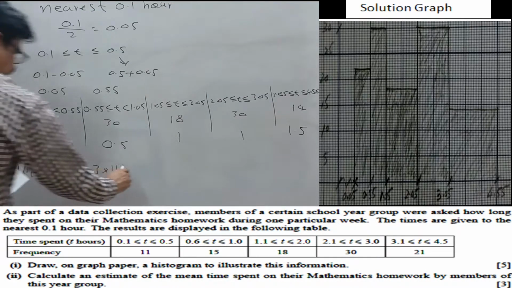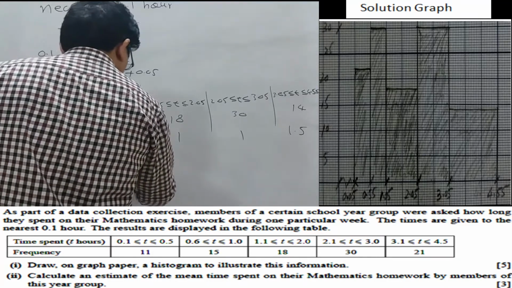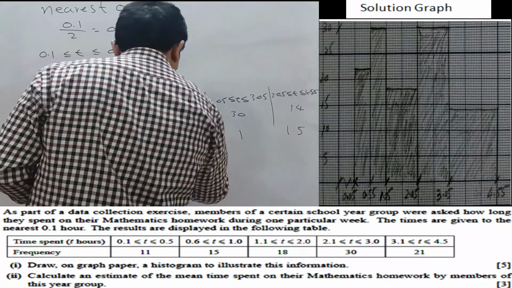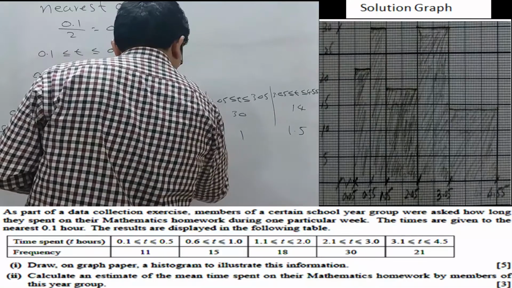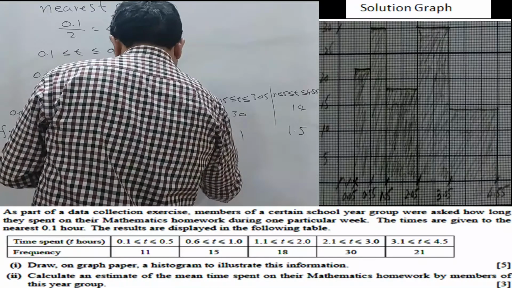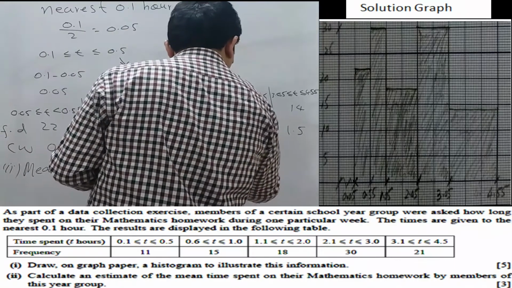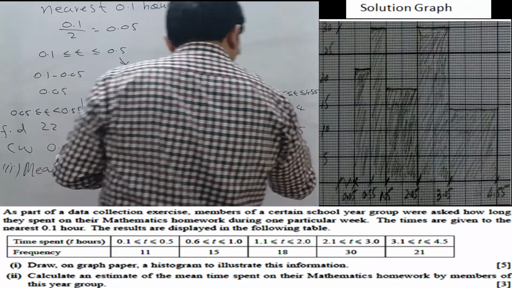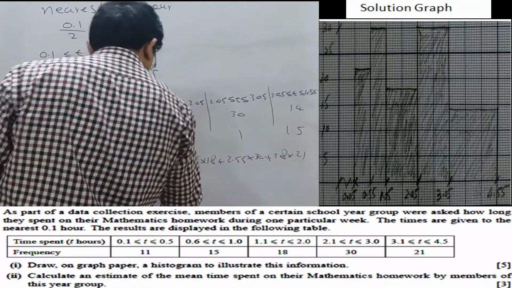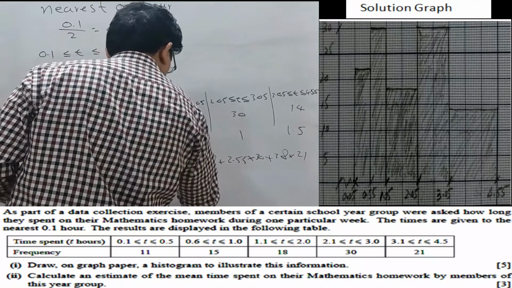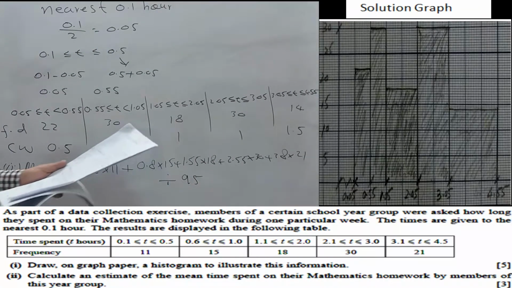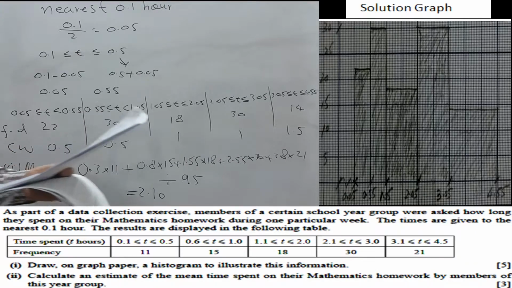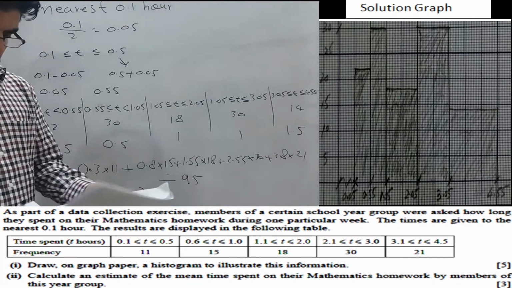Second part, we are asked to find the mean. This is 0.8 into 15. This is 1.55 into 18 plus 2.55 into 30, 3.8 into 21. This whole value divided by 95. 95 is the total frequency, you can check yourself. And your answer is 2.10. This is the mean time. So you see the histogram and you can understand this question.